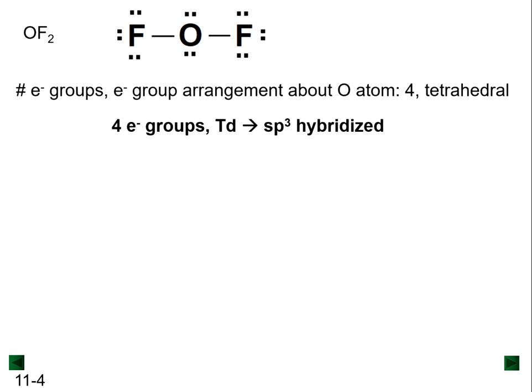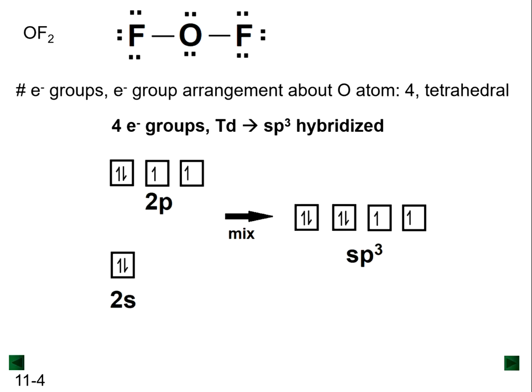So for oxygen difluoride, the central oxygen atom has 4 electron groups around it, and it is a tetrahedral electron group arrangement. That tells us that it is an sp3 hybridized system. There are 4 electron groups, we need 4 orbitals, and there are 4 sp3 hybridized orbitals. This is our pictorial representation for the oxygen atom. It's a 2s2, 2p4, and we mix all 4 of these orbitals to produce 4 sp3 orbitals.